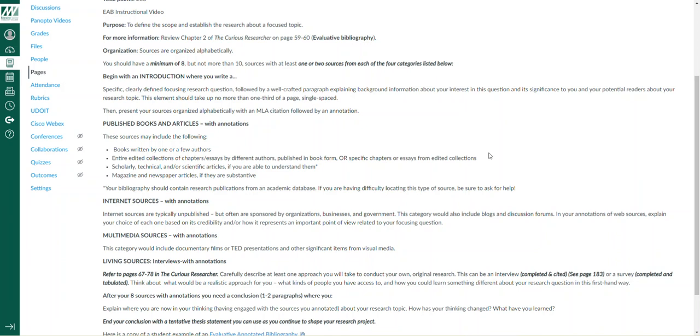Some of you have some topics that might really benefit from a scholarly and technical article. Magazines and newspaper articles if they are substantive. So the idea here is that you can go into the library databases. Academic Search Complete will allow you to pull up some magazines and articles, something like The Atlantic or The Guardian or Time, if it's a substantive one, if it's one of their features.